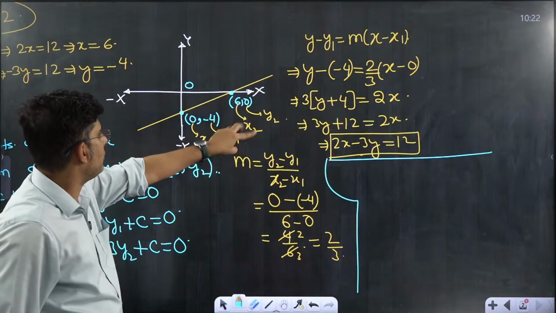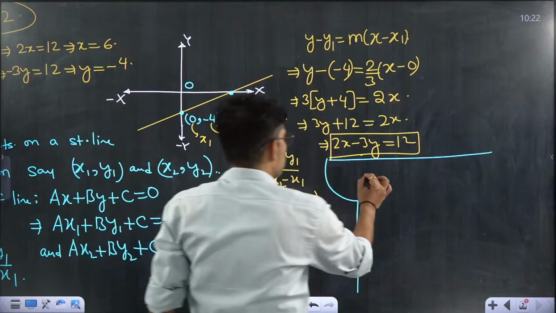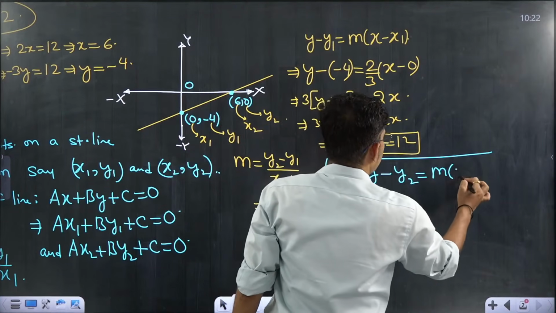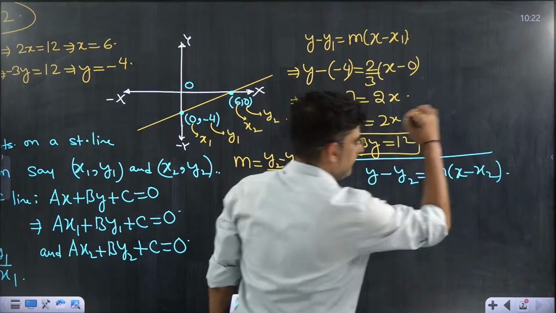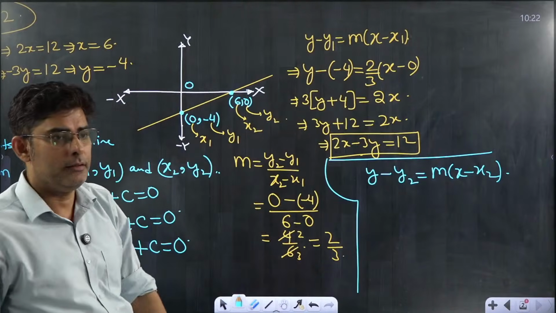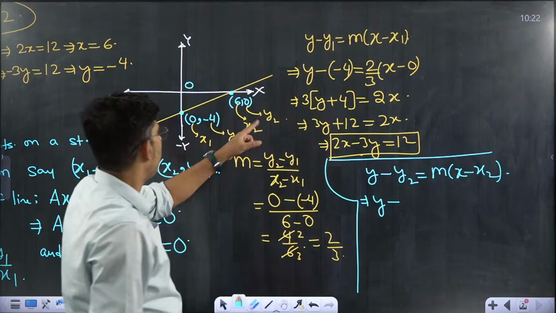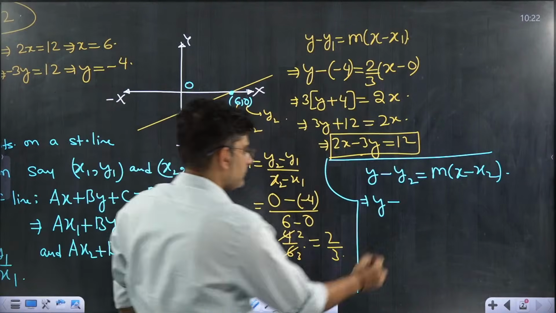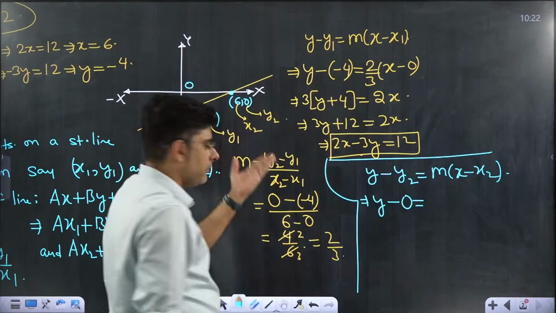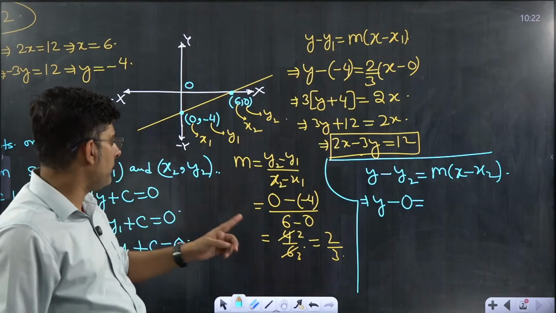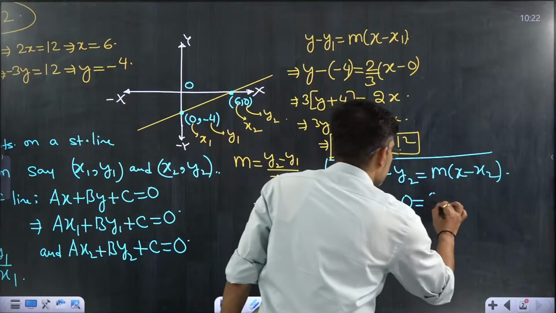Suppose I reverse. If I use the equation, will it be of any harm if I write y minus y2 is m into x minus x2? Let's try this. So this is y minus y2. Now if I take y2 as 0, the slope for a straight line is the same only. So slope is 2 by 3.